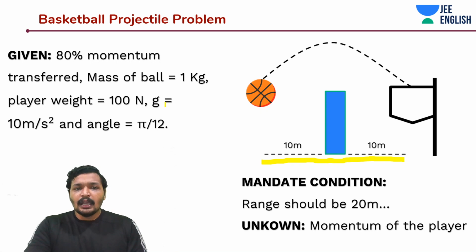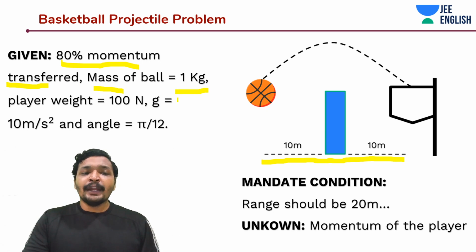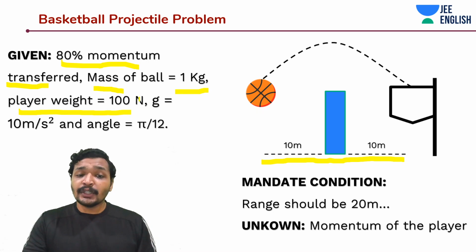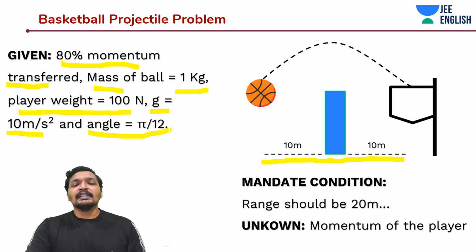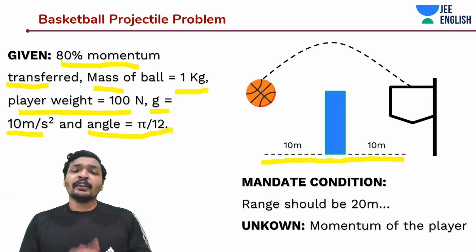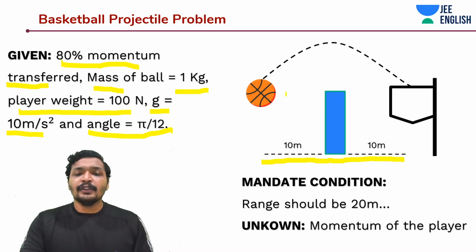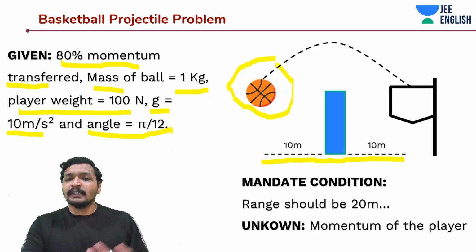Okay, guys. And given that the momentum is 80% transferred to the ball, and the mass of the ball is 1 kg, weight of the player is 100 newtons, gravitational acceleration is to be taken as 10 meters per second squared, and the angle is 15 degrees. And what we need to find out? The initial velocity or the momentum of the player during the launch. If you find out the initial velocity of the basketball, you'll come to know. Okay, it's a little mixed problem, but expect some kind of problem like this.